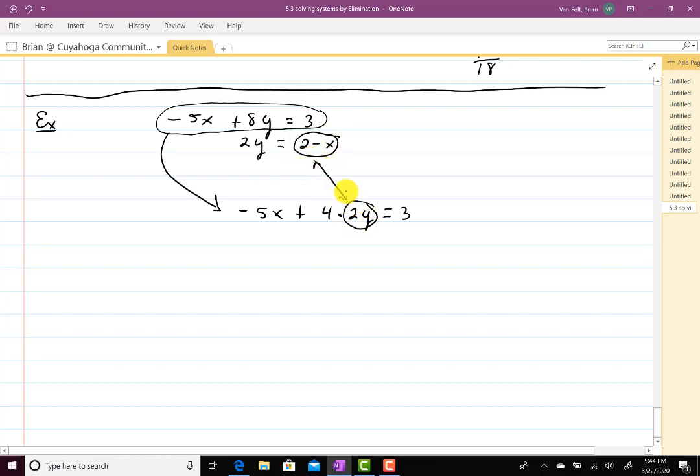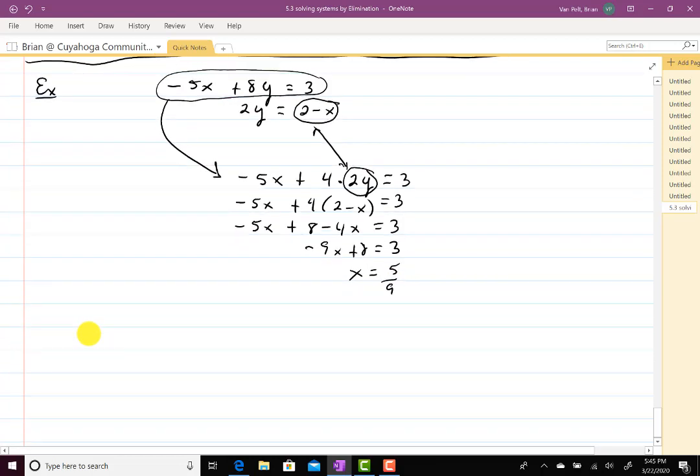You do not have to do this method. I'm just saying that any little things that are very simple, you can take advantage of them. So I have negative 5x plus 4 times (2 minus x) equals 3. Let me go ahead and multiply through and solve. Negative 5x plus 8 minus 4x equals 3. Negative 9x plus 8 equals 3. And you'll see x will get to be 5/9, just like it was before.